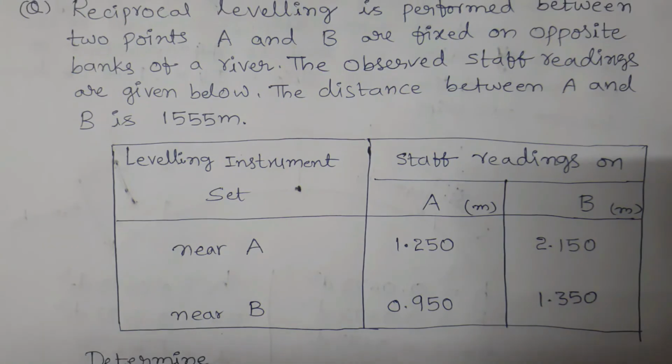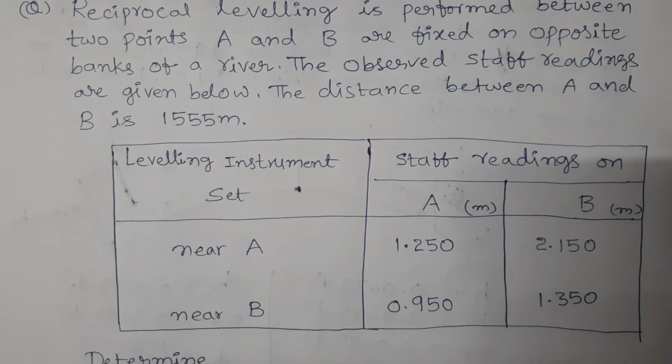Reciprocal leveling is performed between two points A and B, which are fixed on opposite banks of a river. The observed staff readings are given below. The distance between A and B is 1555 meters. The table is given here.